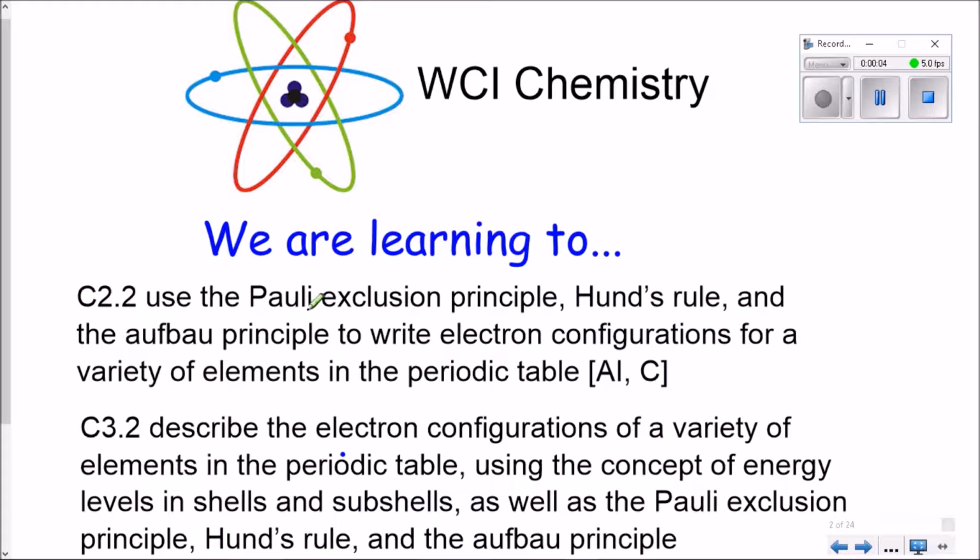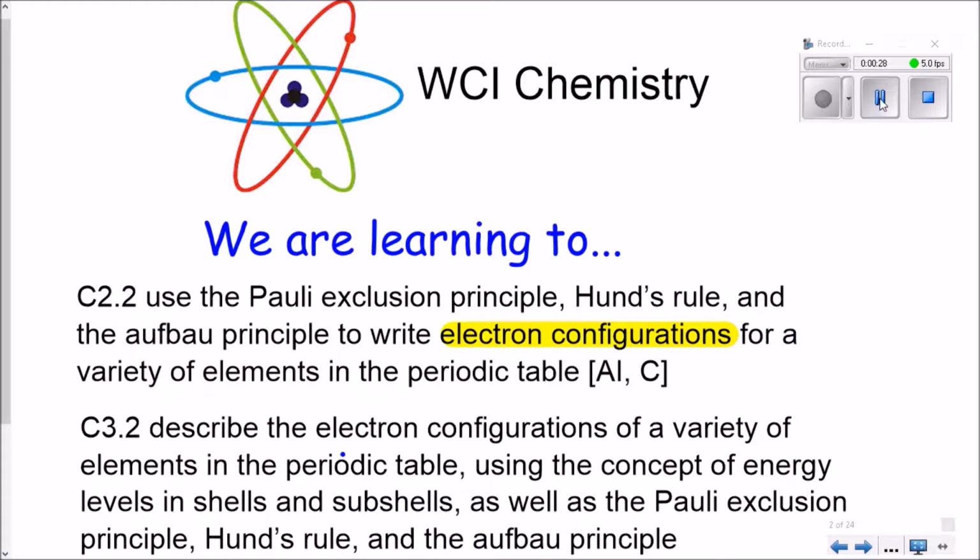Today what we're learning about is electron configurations. There are actually two types: plain old electron configurations and something called energy level diagrams. We are learning rules called the Pauli exclusion principle, Hund's rule, and the Aufbau principle, and they're going to help us make these electron configurations, and we're going to see how they relate to the periodic table.